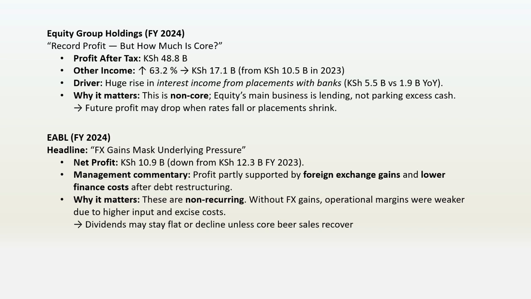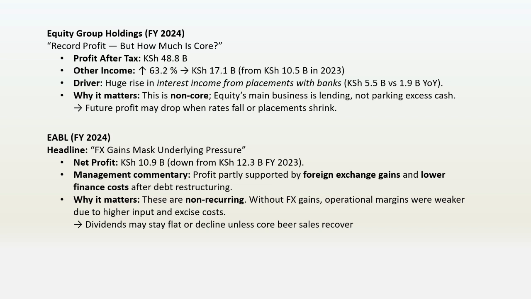Why does this matter? Because interest income from placements with banks is non-core income. Equity's main business is trading. That's where they make money from, not parking excess cash in another bank to earn interest. It means then they are not generating more income from their main business. And you need to compare this non-core with the core. If non-core is more, then that's a business that is struggling, trying to look for other avenues to make money to stay afloat.